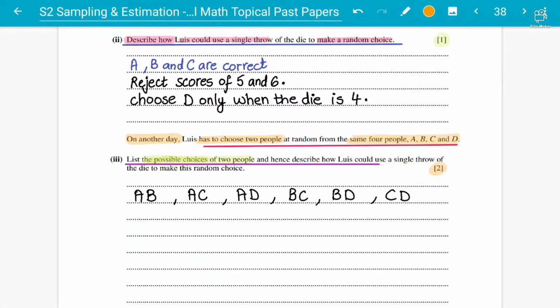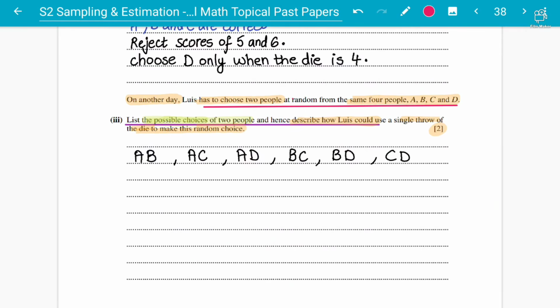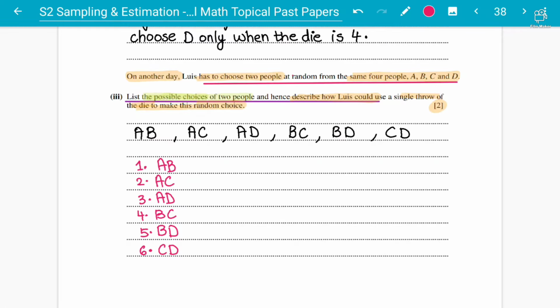The next part of the question is to describe how Lewis could use a single throw of the die to make this random choice. It's very simple, because the die has 6 numbers. So you can allocate them: if the die comes 1, it will be AB. If the die comes 2, it will be AC. If it comes 3, it will be AD. If it comes 4, it will be BC. This will make the choice random as well. And if the die shows 6, then CD will be chosen.